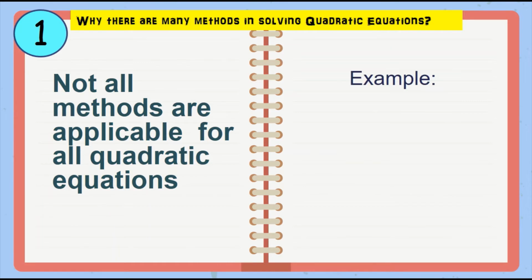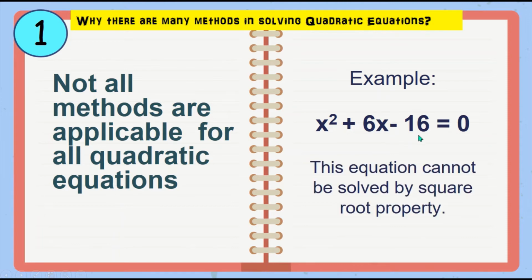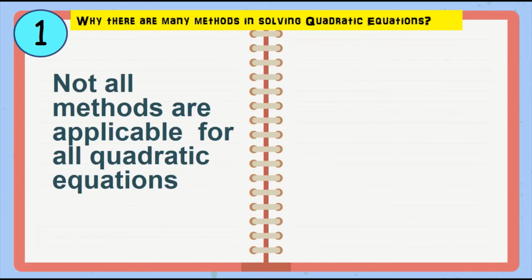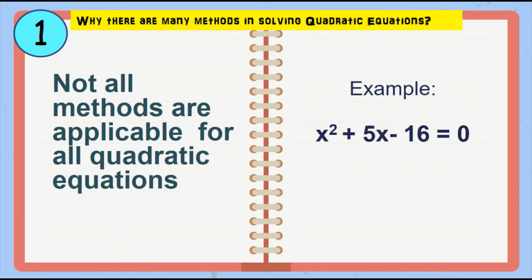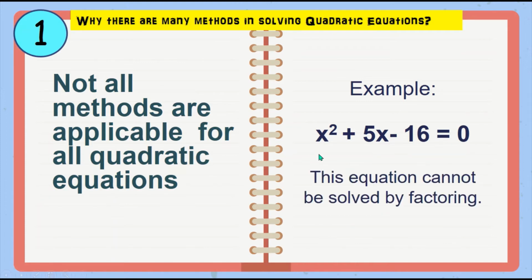For example, if we have x squared plus 6x minus 16, this equation cannot be solved by square root property. Okay? Example number 2. We have x squared plus 5x minus 16 is equal to 0. This equation cannot be solved by factoring since itong equation na to ay hindi factorable.